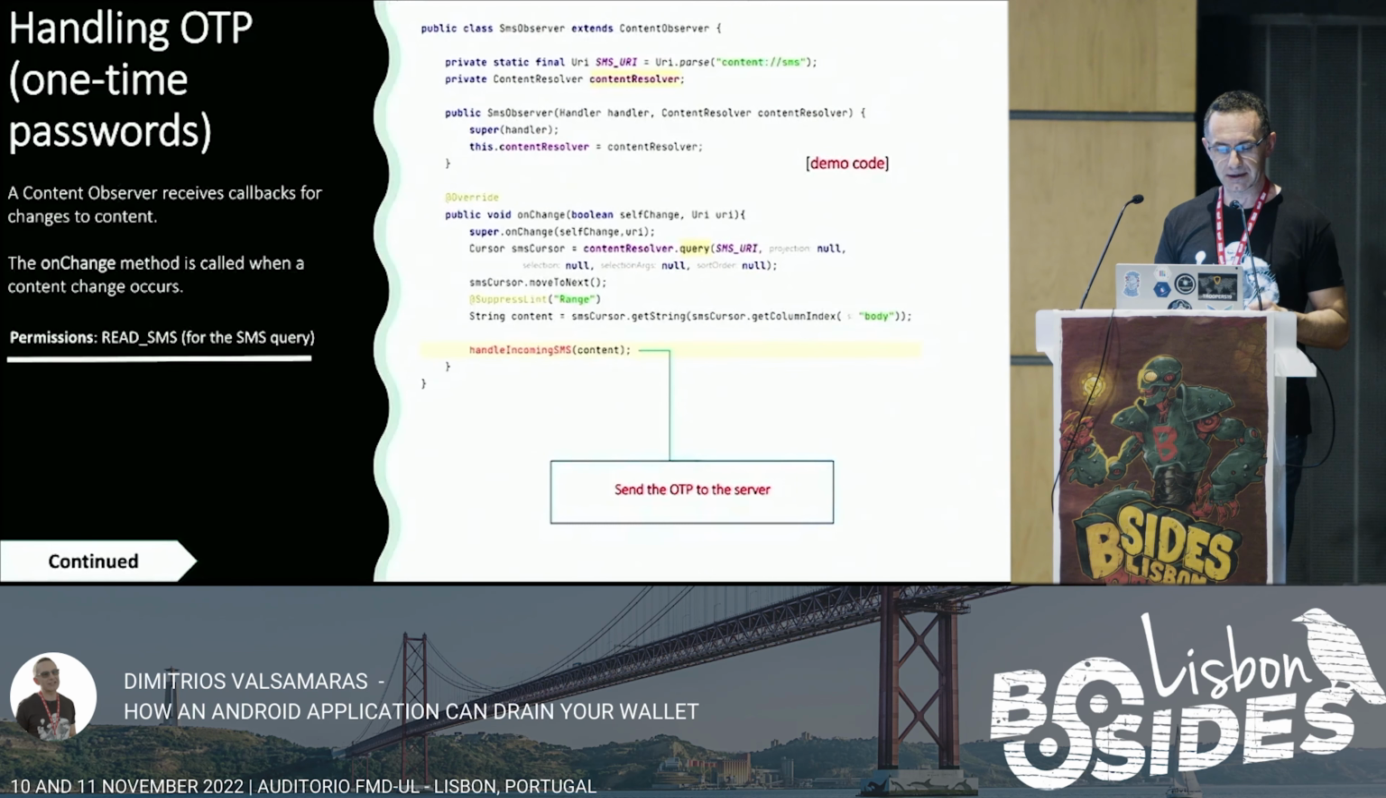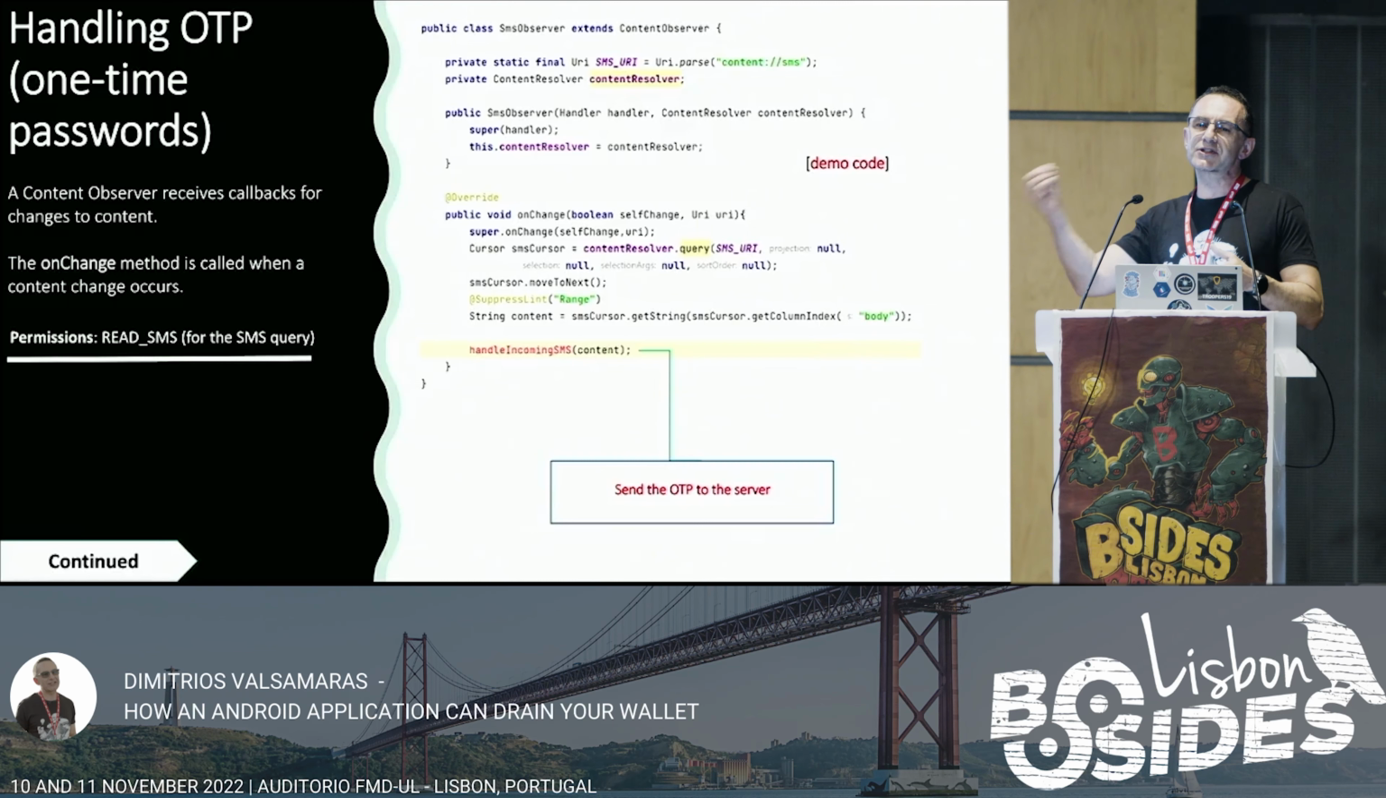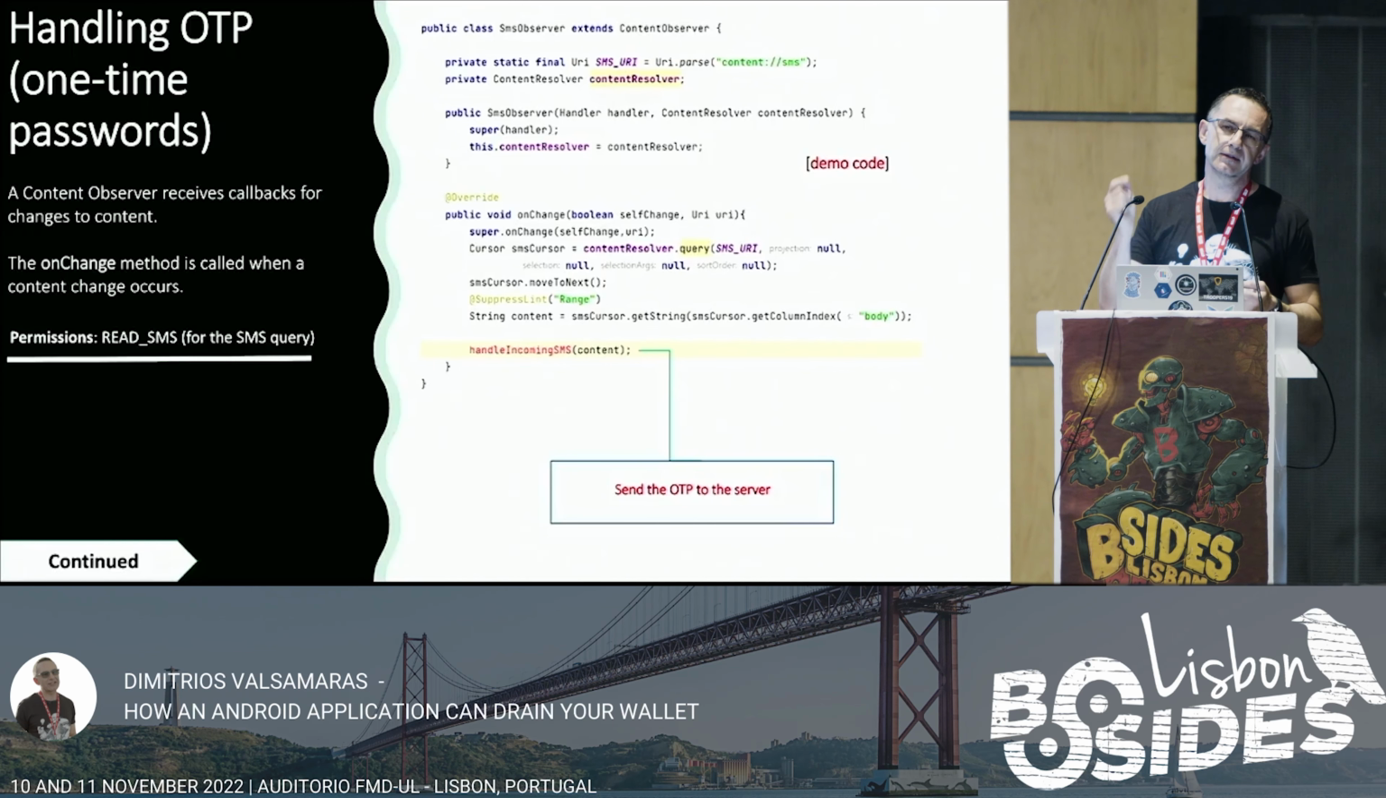The last one is using a ContentObserver. What a ContentObserver does is receive callbacks when changes to a specific content happen. And what we care about here is the SMS content. So when the device receives an SMS, this content is going to change, and the specific callback there, onChange, is going to be triggered. And again, the same process filters the body of the message and sends the text to the server.